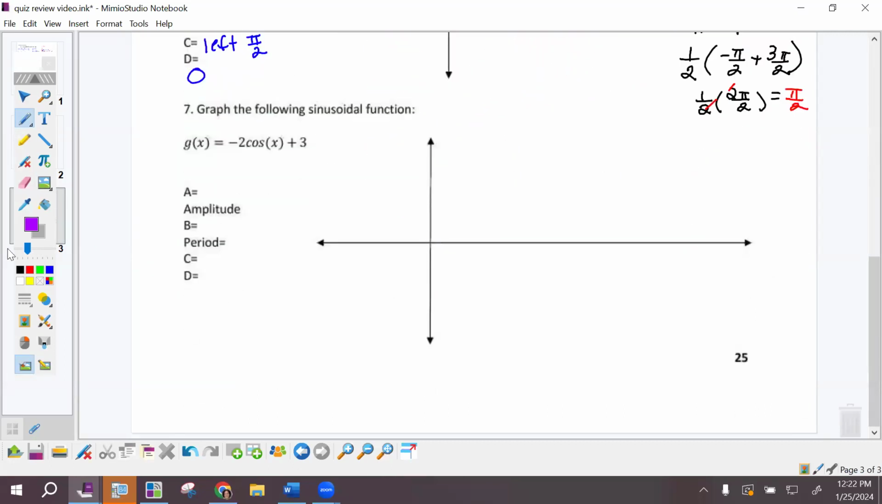All right, last but not least. And A value is -2. Amplitude is always positive. There's a reflection. B is 1. The period, that means it's 2 pi.